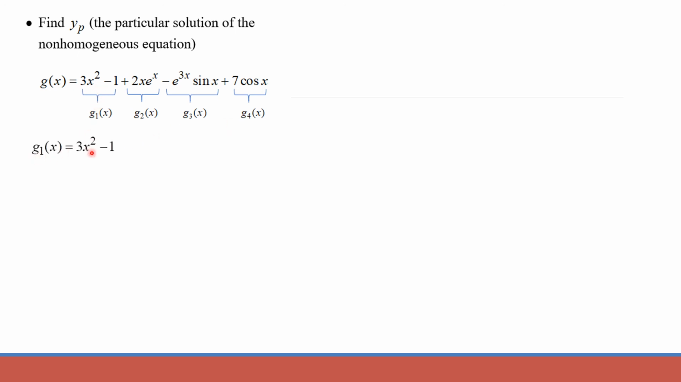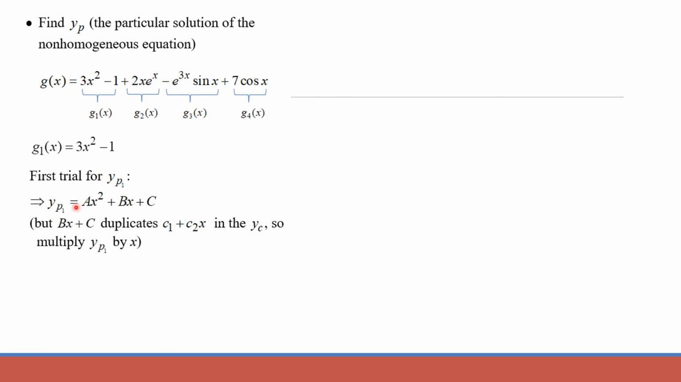g1 is 3x squared minus 1. So how do we form the yp1? Okay, so if this is a quadratic, therefore yp1 must also be a quadratic function. So if this is 3x squared minus 1, yp1 will be ax squared plus bx plus c. Now check, is there any term in this yp1 that duplicates a term in the yc? Yes, we have these two terms, bx plus c. Bx plus c is similar to c1 plus c2x in the yc. Since there is a duplication between these two, then the rule is we have to multiply yp1 by x.